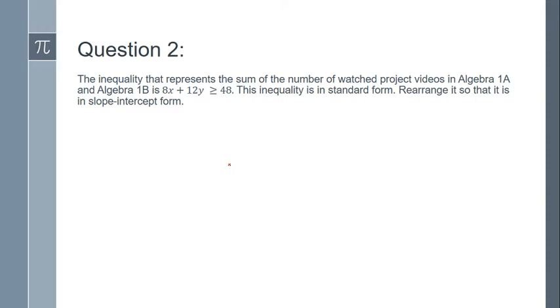Rearrange it so that it is in slope-intercept form. The reason why they want you to do this is because when we graph an inequality, we need to have it in slope-intercept form, not standard form. So what that means is we got to get the y all by itself. It's like solving for any other variable where we're going to use our inverse operations to isolate, in this case, the y, because we want it to be in the form y greater than or equal to mx plus b. Instead of an equal sign, in our case, we're going to have one of the inequality symbols.